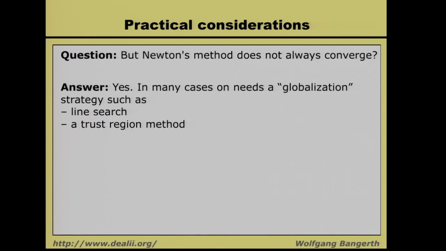So one is called line search. One is called the trust region method. I'm not going to talk too much about this here. I just want you to be aware that you need to do this. Another globalization strategy would be to start with some Picard iteration steps, for example, until you're close enough, and then you start Newton's method when you're close enough.